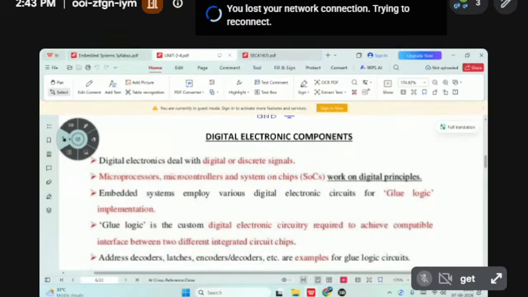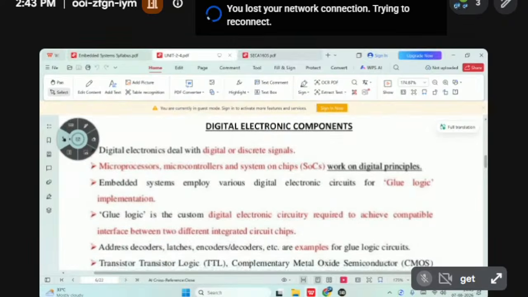ICs. Once again, ICs are of three types. It may be SSI, sorry, it may be LSI, MSI, or VLSI. So we have three different types of manufacturing. Glue logic is the custom digital electronic circuitry required to achieve a compatible interface between two different integrated circuit chips. Glue logic is nothing but providing only two types of signals, one or zero. One may depend on the zero, and zero may depend on the one, so the signals may vary based on the input value.